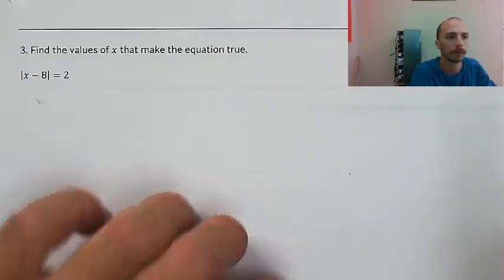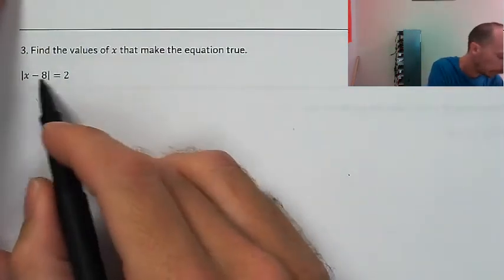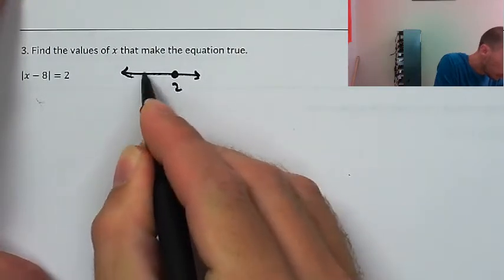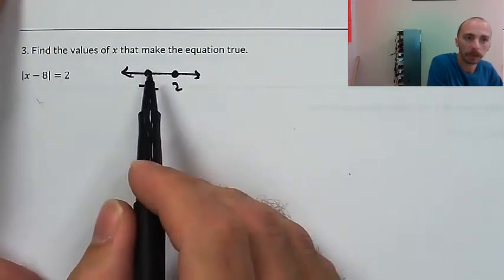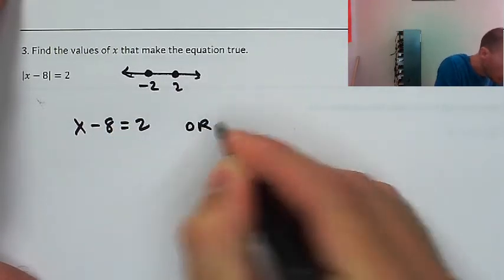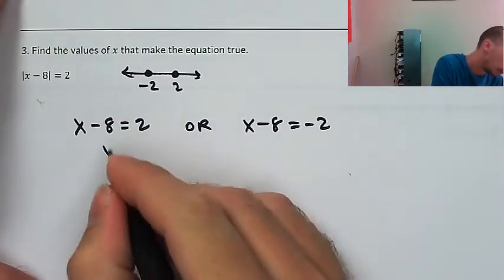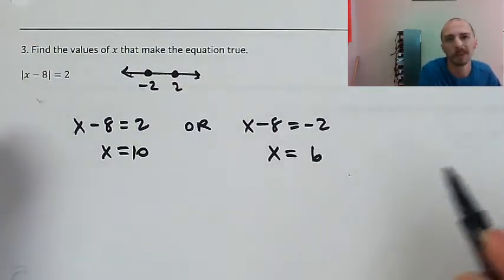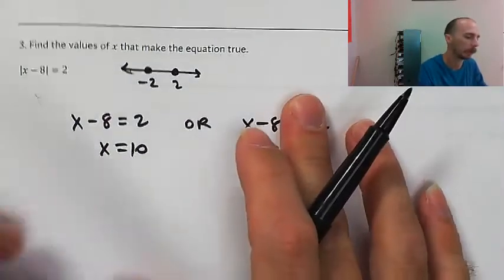Okay. Now we're going to find the values of x that make the equation true. Well, if the absolute value of a number is equal to 2, then that number is either equal to 2 or it's equal to negative 2, right? So that x minus 8 number could be here or could be there. So x minus 8 is equal to 2, or maybe x minus 8 is equal to negative 2. Then I'm going to add 8 to both sides of both equations, and I'll get 10 and 6. And then I'm going to mentally check and see, okay, yeah, both of these solutions make the equation true. I'm happy. I'm moving on.